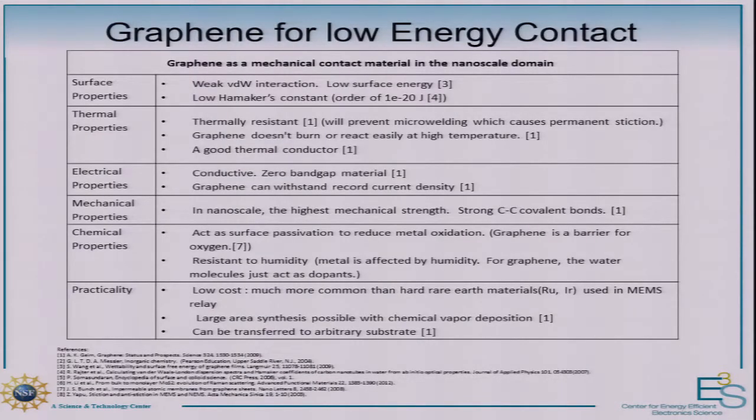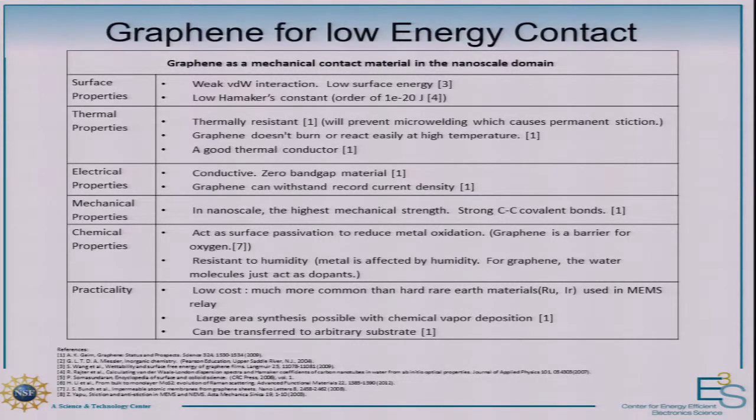I've been working with graphene for quite some time now. Graphene as a mechanical contact material is quite excellent. It has big van der Waals interaction with very few dangling bonds, corresponding to low surface energy. Its Hamaker constant is about an order of magnitude smaller than most materials. This is related to the van der Waals force between contacts. It's highly thermally resistant. It will prevent micro-welding, which can happen with metal electrodes. Graphene doesn't burn or react easily at high temperature.